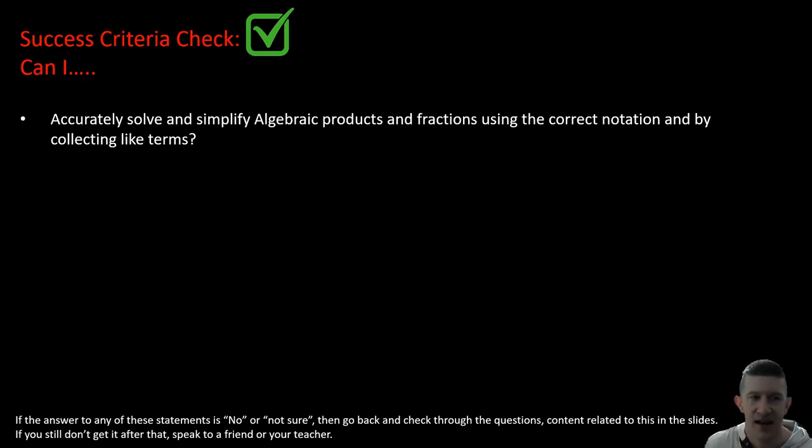Success check. Ask yourself, can I accurately solve and simplify algebraic products and fractions using the correct notation and by collecting like terms, which is all of the stuff that we've just done. If you are confident to do that accurately, even with those ones at the last section we just saw with the plus and minus sort of stuff, tick in the box, you're good to go. If not, you know what to do.